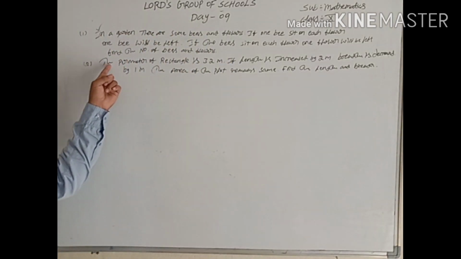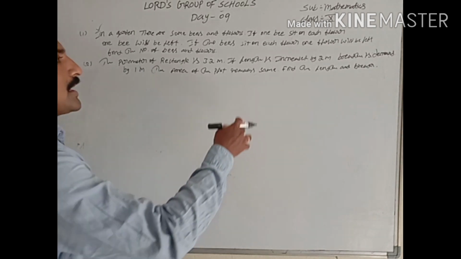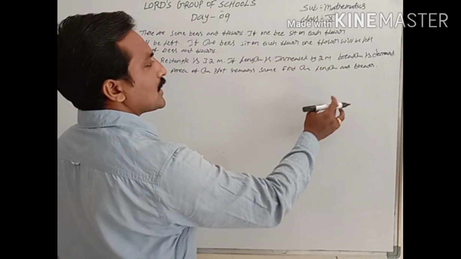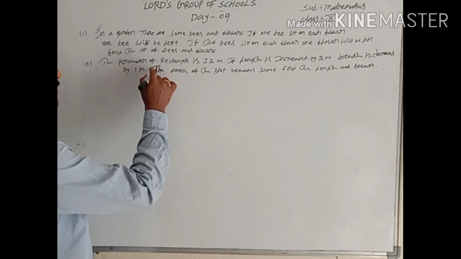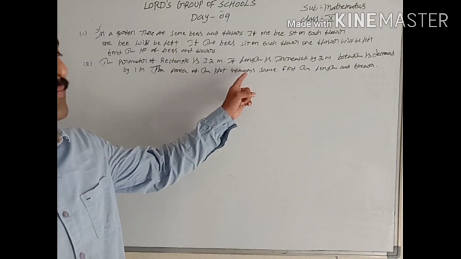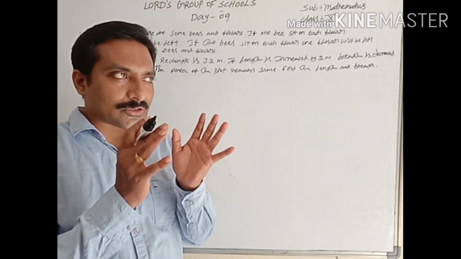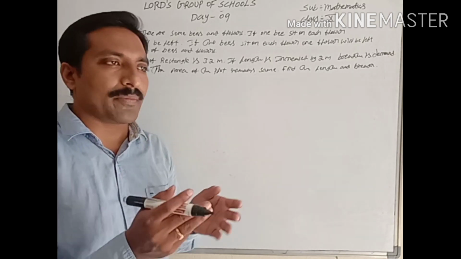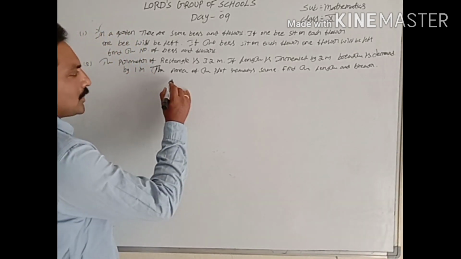A second question: the perimeter of a rectangle is 32 meters. If the length is increased by 2 meters and the breadth is decreased by 1 meter, then the area of the plot remains the same. Find the length and breadth. Here, one rectangular shape, whether it may be a garden or park, is there. This is a rectangular shape.